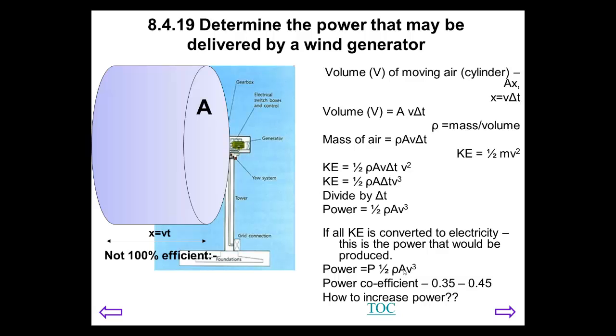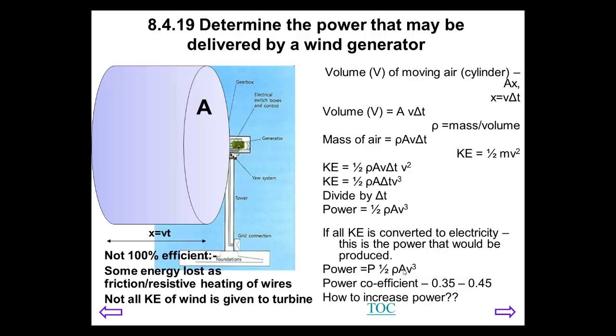Now we know that these are not going to be 100% efficient, and some energy is going to be lost also in the friction of the parts, also in the resistive heating of the wires, and also you have to remember that not all the kinetic energy of the wind is going to be given to the turbine, because it would mean that the wind would have to stop as it passed through the turbine.